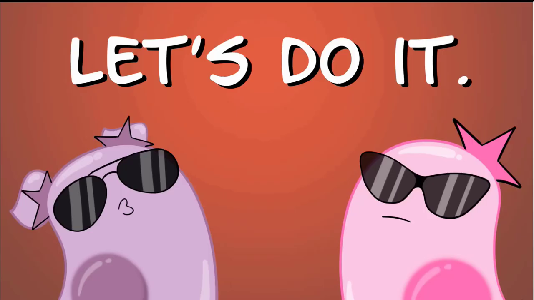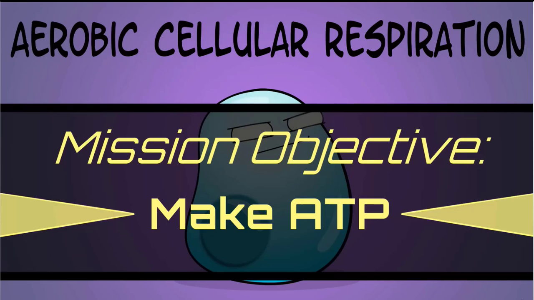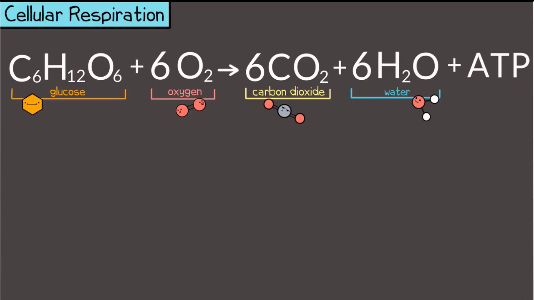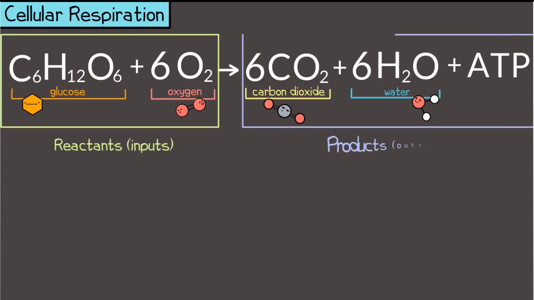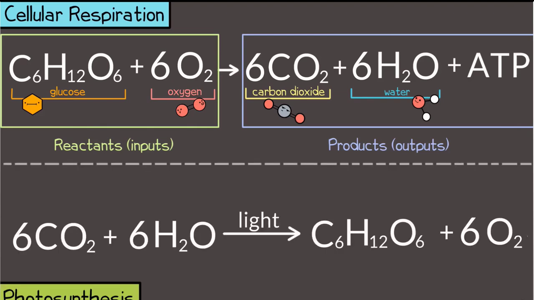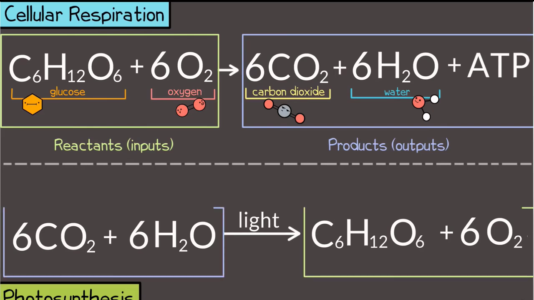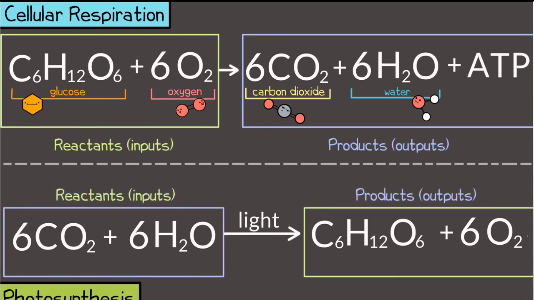So let's get started. Remember, the major goal for any organism performing this is to make ATP. Okay, here's the overall look at the equation for aerobic cellular respiration. Remember that reactants, inputs, are on the left side of the arrow, and products, outputs, are on the right side of the arrow. This equation, by the way, looks remarkably similar to photosynthesis. Look at how the reactants and products are on different sides.